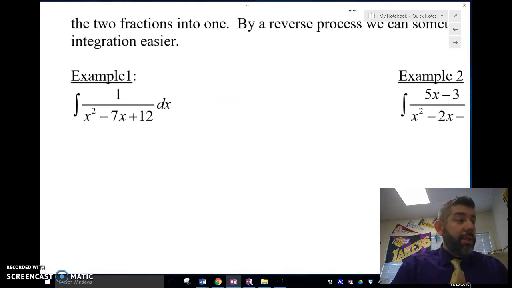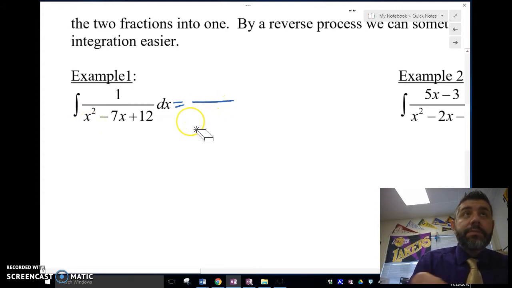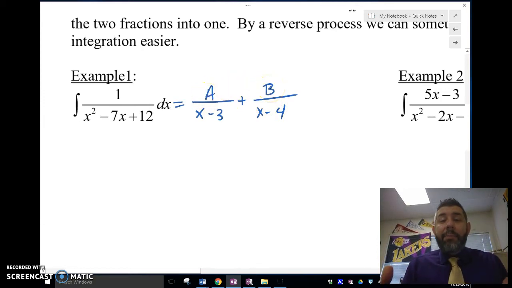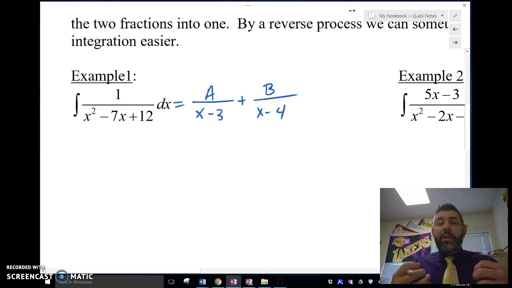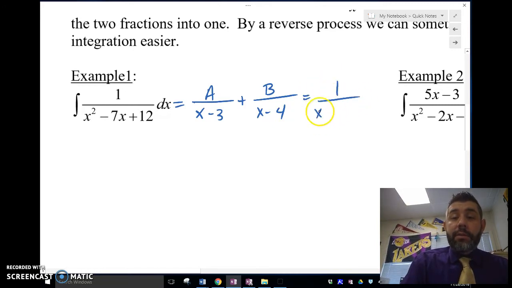All right, so here we have example number 1. For partial fractions, I'm always going to factor the denominator, okay? The denominator factors to x minus 3 and x minus 4. And I'm going to put them in two separate fractions. There's going to be some A and B on top, so that when I separate those factors into two, I get something like this, which is what I had to start with, right?